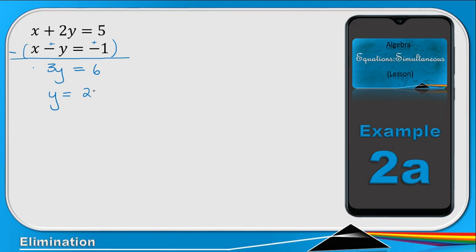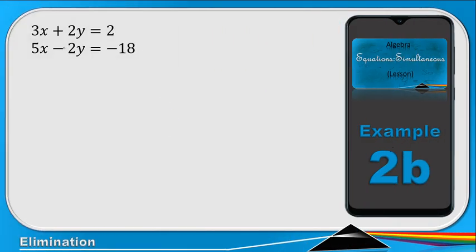Then to get the x value, I simply substitute it in any of these two. Always go for the simple one. So let's just go for the top one. Both are actually quite simple. So we have x plus 2, and then substitute in the value for y, equals 5. So x plus 4 equals 5. x is equal to 5 minus 4, and x is equal to 1. All right, so then my answer there is 1 and 2.